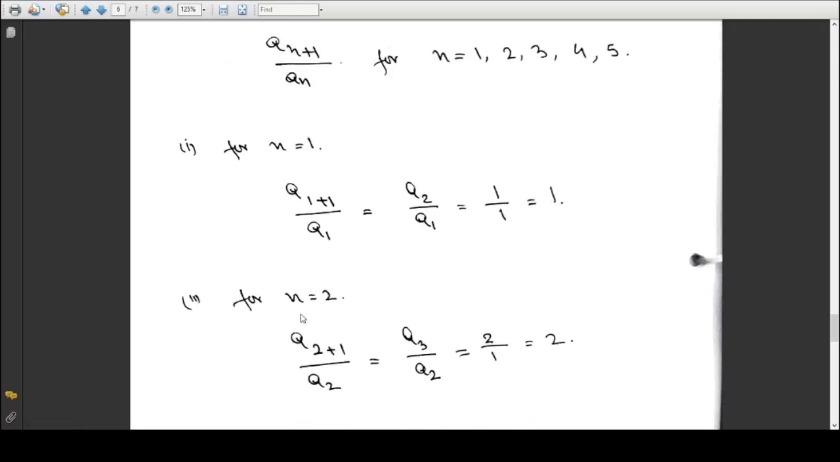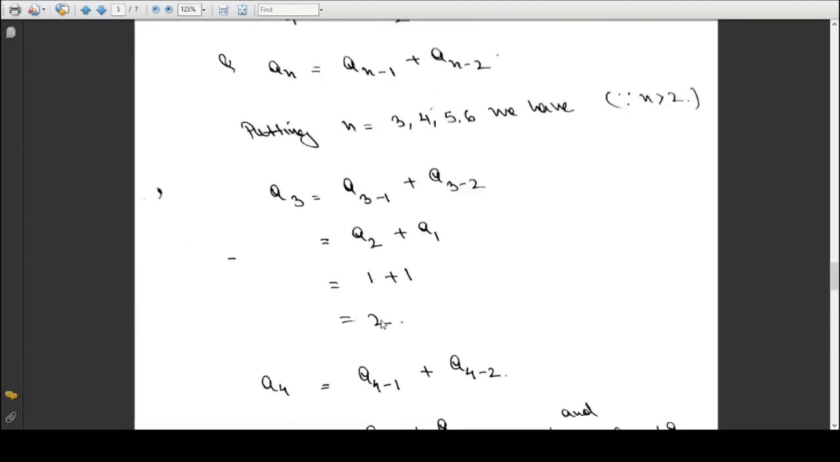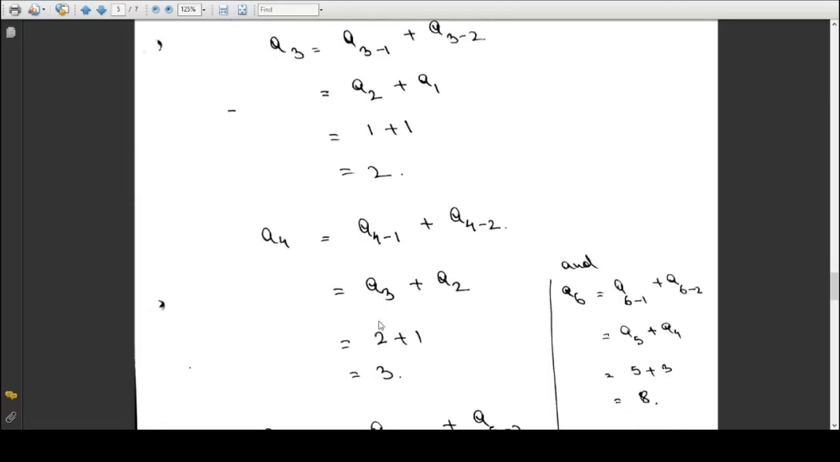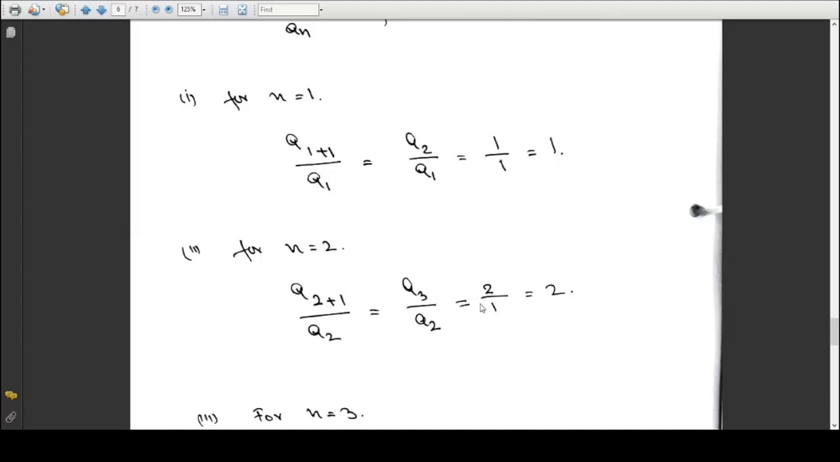For the second value, putting n equal to 2, we get a(2 plus 1) by a2. 2 plus 1 is 3, so a3 by a2. The value of a3, how much is a3? We have just found out a3 to be 2, isn't it? It's 2. Therefore, putting the value of a3 to be 2, a2 is 1, 2 divided by 1 is 2.